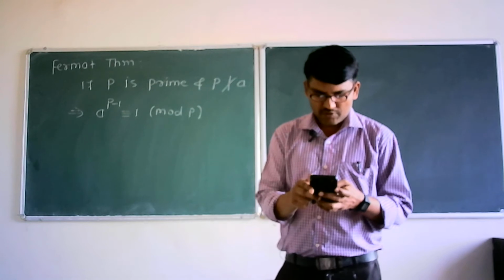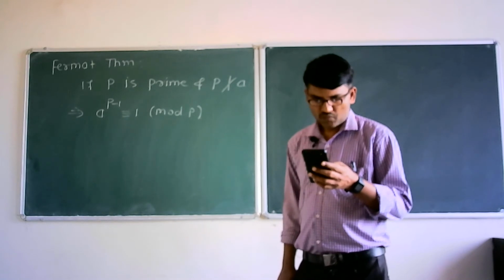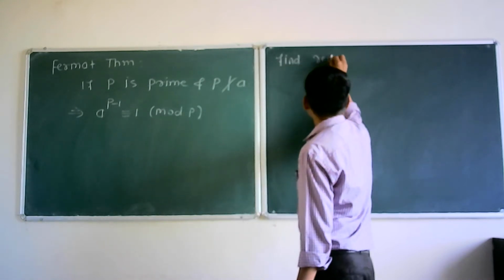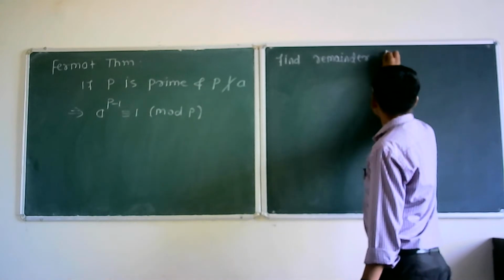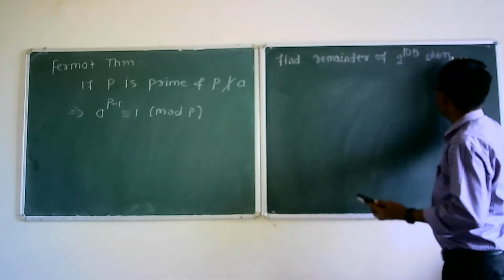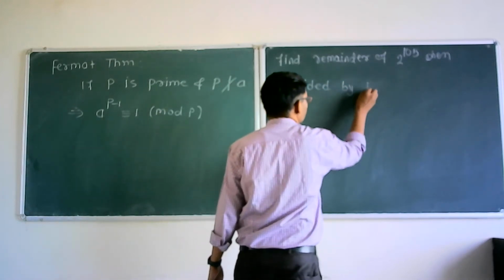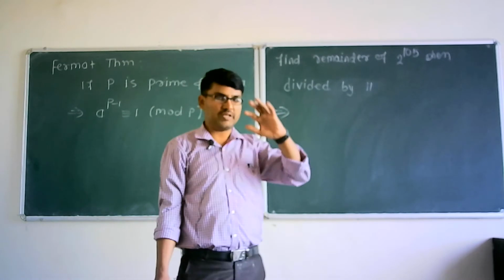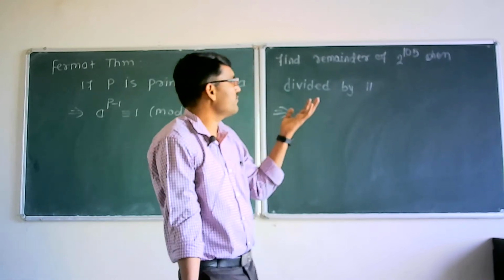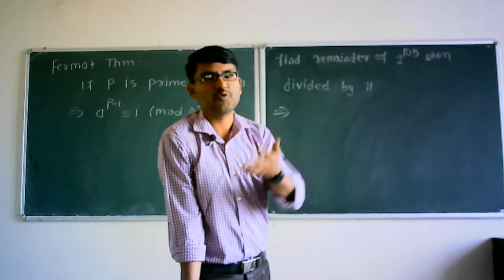For example, suppose you want to find the remainder of 2 raised to 105 when divided by 11. Now it is not possible to compute 2 raised to 105 directly. Still we are going to determine what the remainder will be when 2 raised to 105 is divided by 11, even though your computer will not be able to determine the exact number 2 raised to 105.